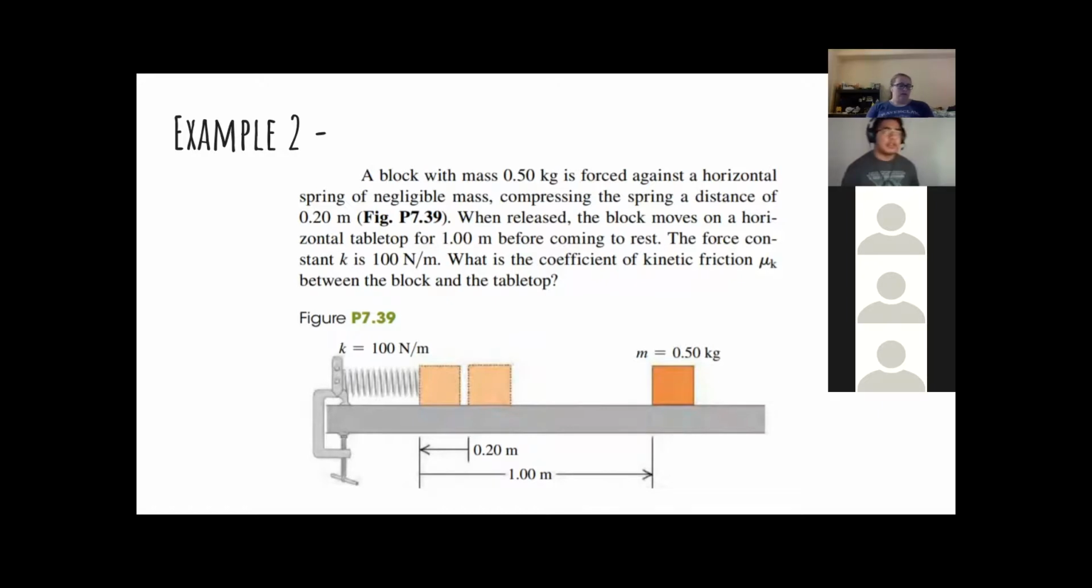The next problem deals with springs and the conservation of energy. We have a block of mass 0.5 kilograms forced against a horizontal spring, and it compresses the spring a certain distance, which is 0.2 meters. When it's released, the spring decompresses and moves the box 1 meter away from where it was. We also have the spring constant, and we have to find the coefficient of kinetic friction between the block and the tabletop, because the tabletop has friction. Okay, let's get to solving that.